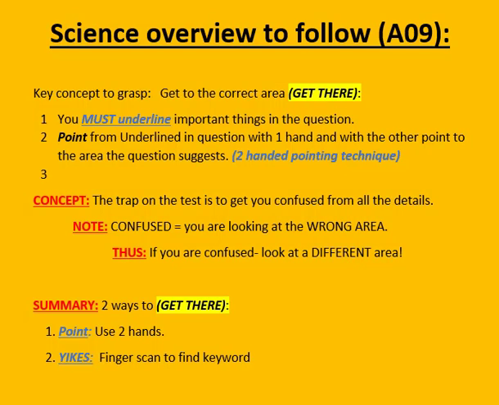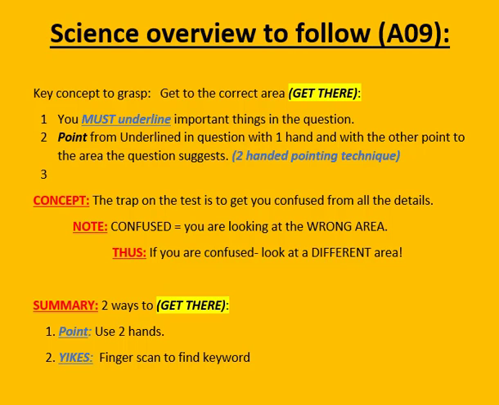All right, the summary. 2 ways to get there. The first way we saw most of the time is going to come from the data. It's use 2 hands to point. There's lots of data flying around in there. Just make sure that you underline what's important, and then you go ahead and point.